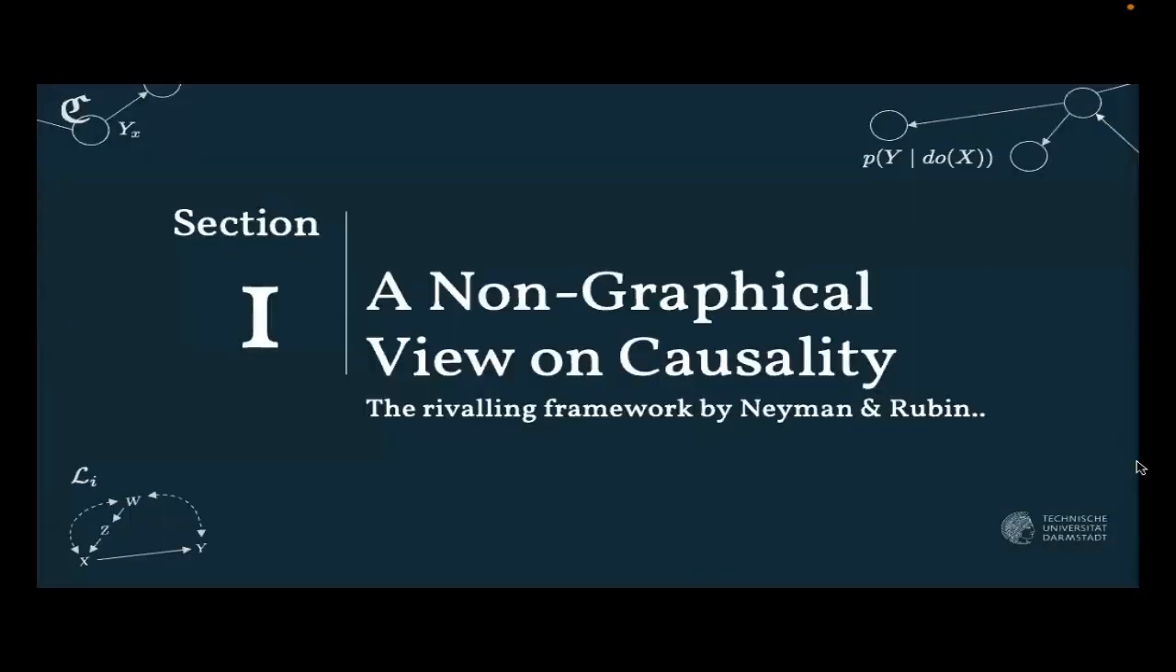Let's first jump into section 1, which is a non-graphical view on causality. It's the rivaling framework of Perl by Neyman and Rubin, although it's not like they developed it in one go. It's separate efforts, which then evolved into the system. That's why we call it that. It's the system that is mostly used by econometricians and people coming from the statistical causality side of things. They essentially do all the things we have done so far, but just without graphs. And you're going to see how they formalize it essentially.